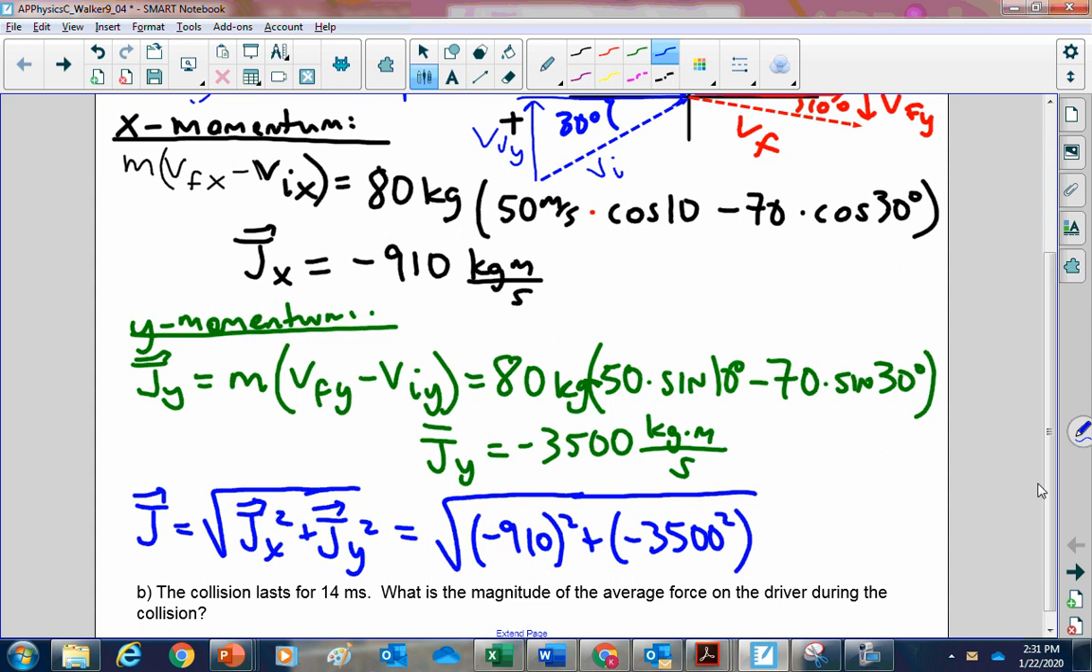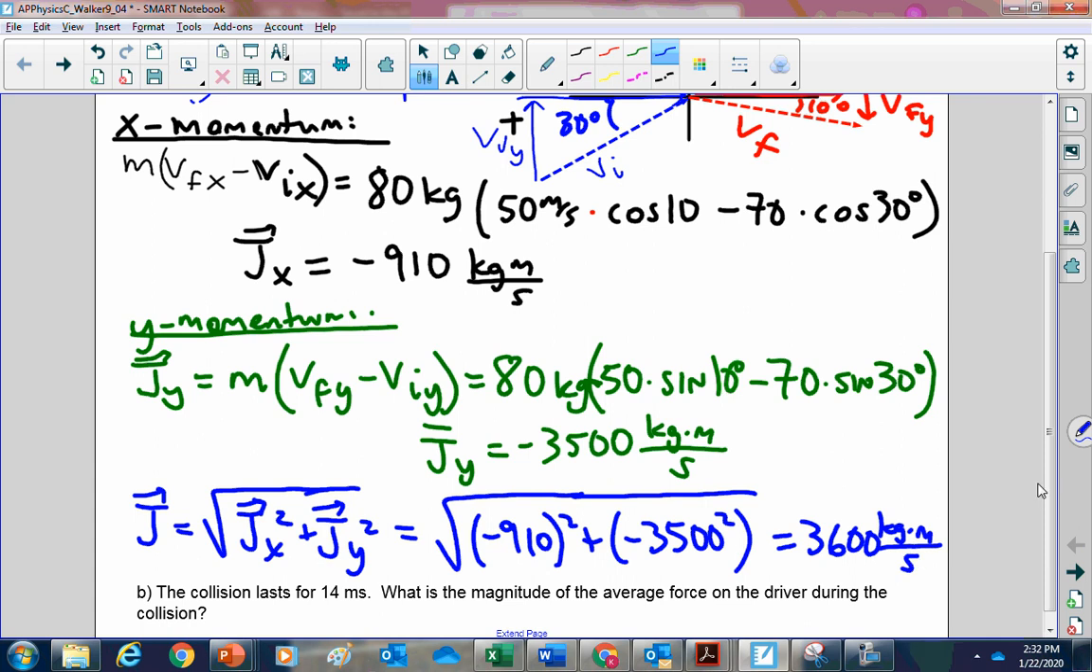And when we do that, then we get a magnitude of, according to the book, 3,600. So that 910 doesn't make much of a difference. Okay.